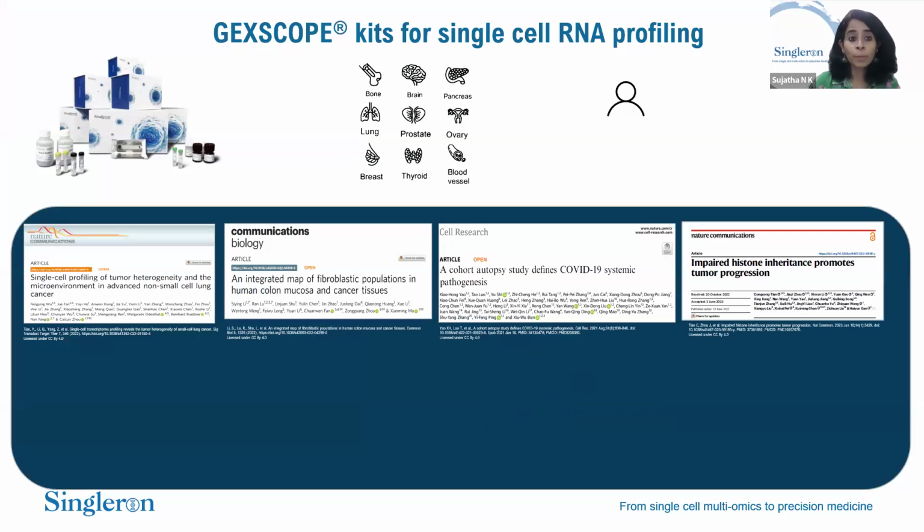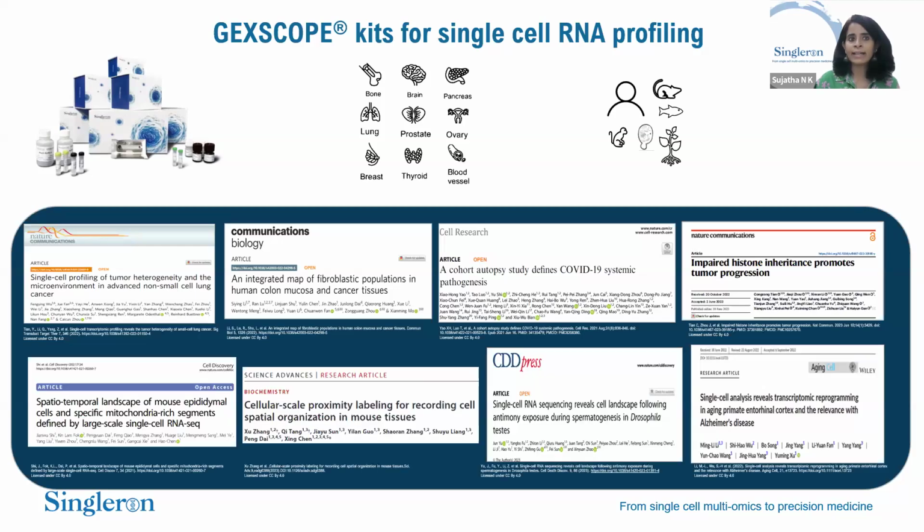Our JEXScope kits, which are used for single-cell RNA profiling, are very widely used. I've just pulled out some publications from our customers on various different tissue types. This is on non-small cell lung cancer, so lung tissue, PBMC, human colon mucosa, or breast cancer. And as mentioned, our kits are also compatible with other species. So we've got publications, of course, on mouse models. We've got one on insects, Drosophila, and also on non-human primates. We also have one on plants. So really our kits are compatible and are not dependent on what species you're working with.